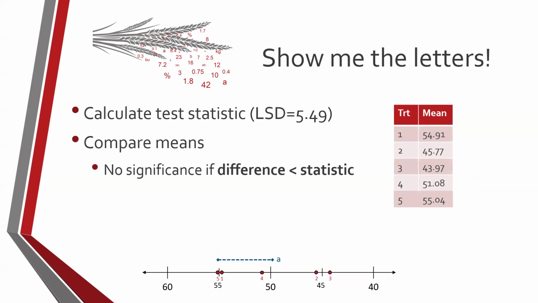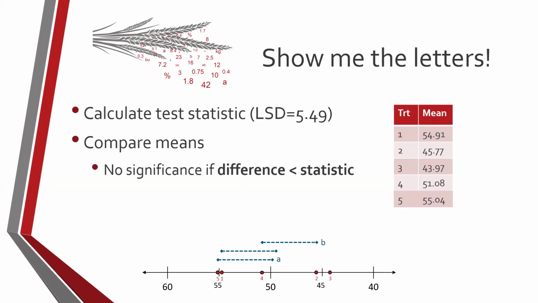So we assign the letter A to treatments 5, 1, and 4. They're all less than that LSD value of 5.49 away from the treatment 5 there. Then we repeat this process for each mean. Because there are no new means in this next range from treatment 1, we don't need a letter here.